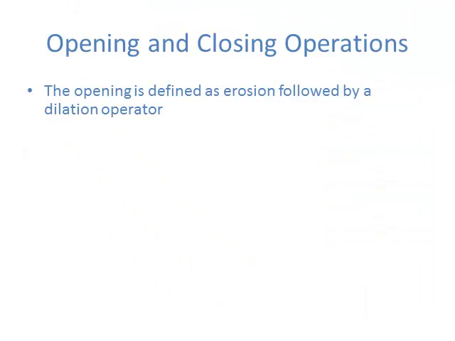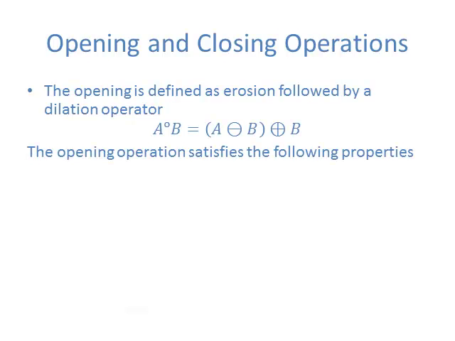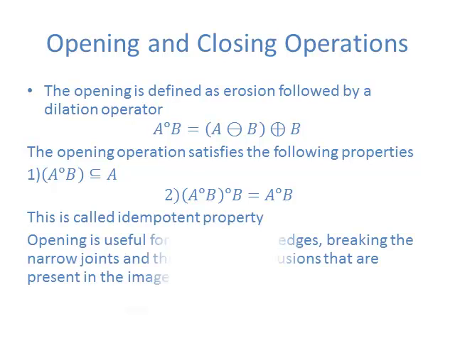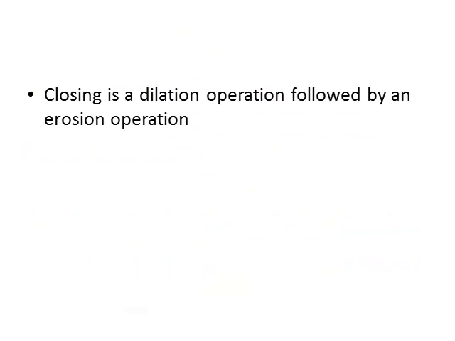Opening and closing operations: the opening is defined as erosion followed by a dilation operator. This is the formula. It satisfies the following properties: A, B. This is called the idempotent property. Opening is useful for smoothing the edges, breaking the narrow joints and thinning the protrusions that are present in the image. Closing is the dilation operation followed by an erosion operation.